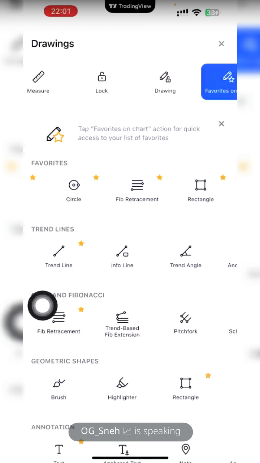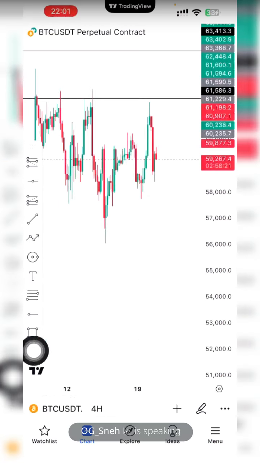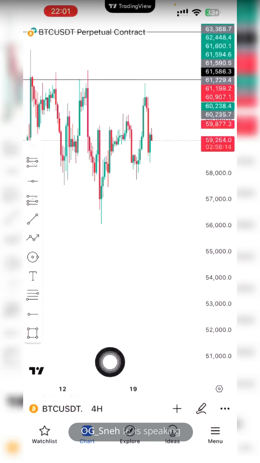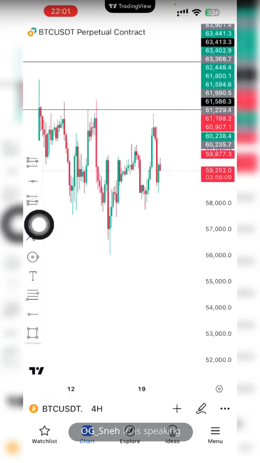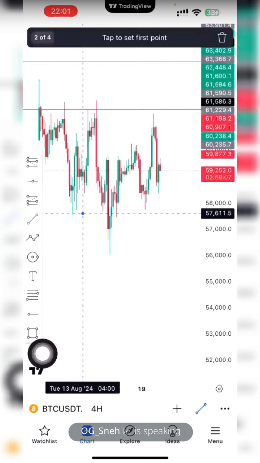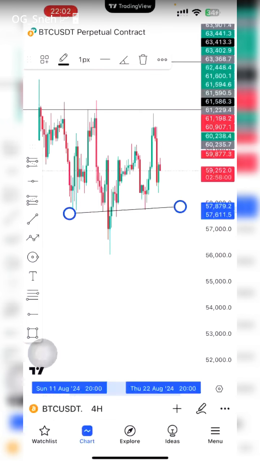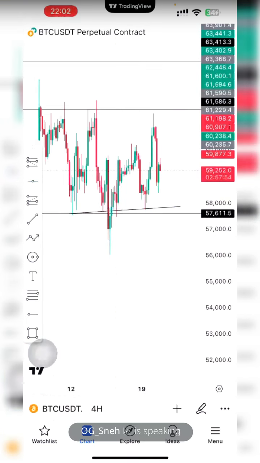Everything that I've added to my favorites is what they brought to my toolbar. You can see it in my toolbar now. Do you understand? So how do you use it? Like this horizontal tool, it helps you draw a perfect horizontal line. If you are using a trend line, your horizontal line might slant. The horizontal tool marks that straight line for you. Can you see?